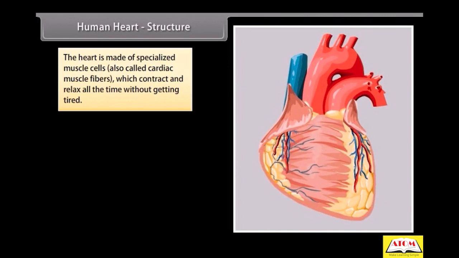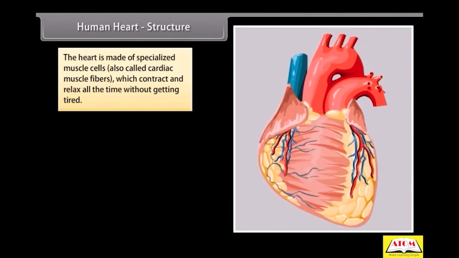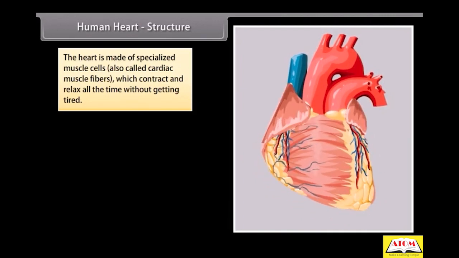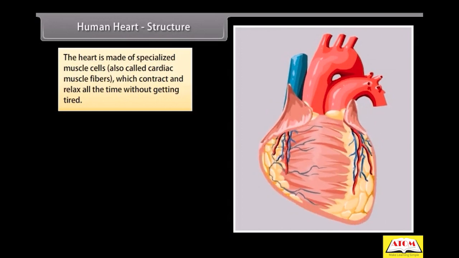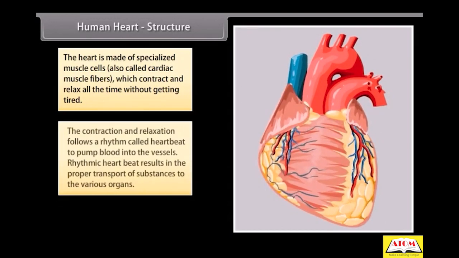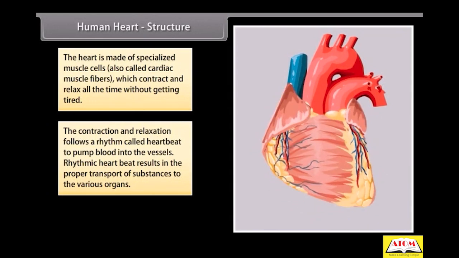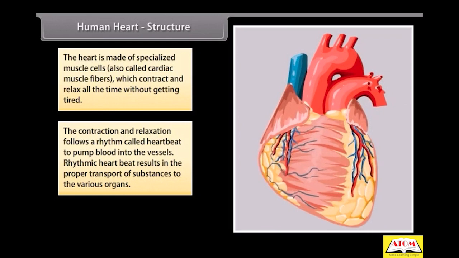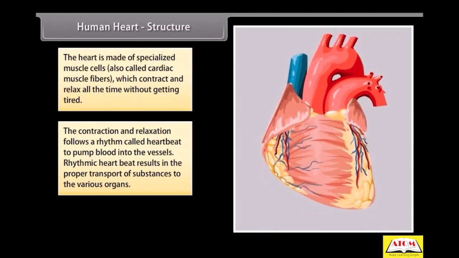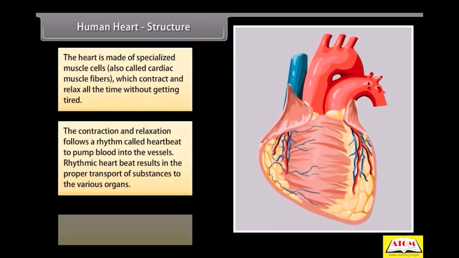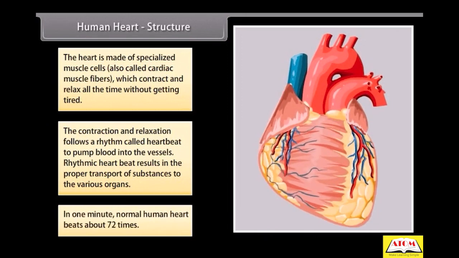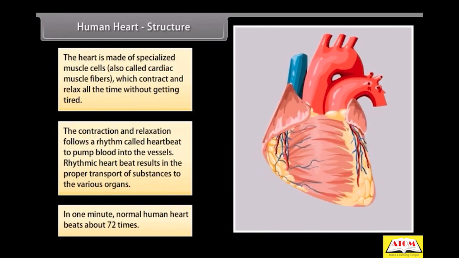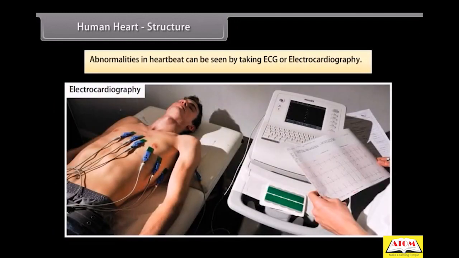The heart is made of specialized muscle cells, also called cardiac muscle fibers, which contract and relax all the time without getting tired. The contraction and relaxation follows a rhythm called heartbeat to pump blood into the vessels. Rhythmic heartbeat results in the proper transport of substances to the various organs. In one minute, normal human heart beats about 72 times. Abnormalities in heartbeat can be seen by taking ECG or electrocardiography.